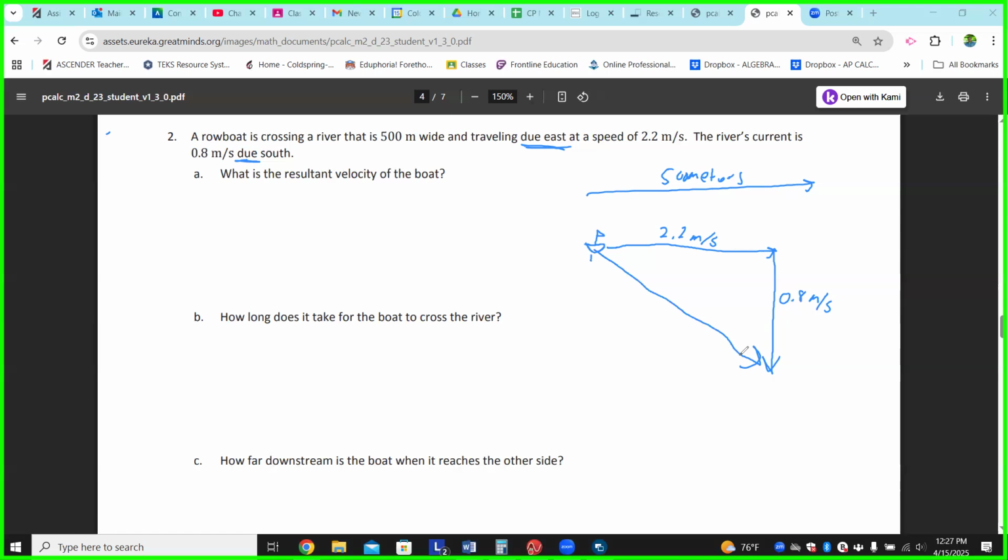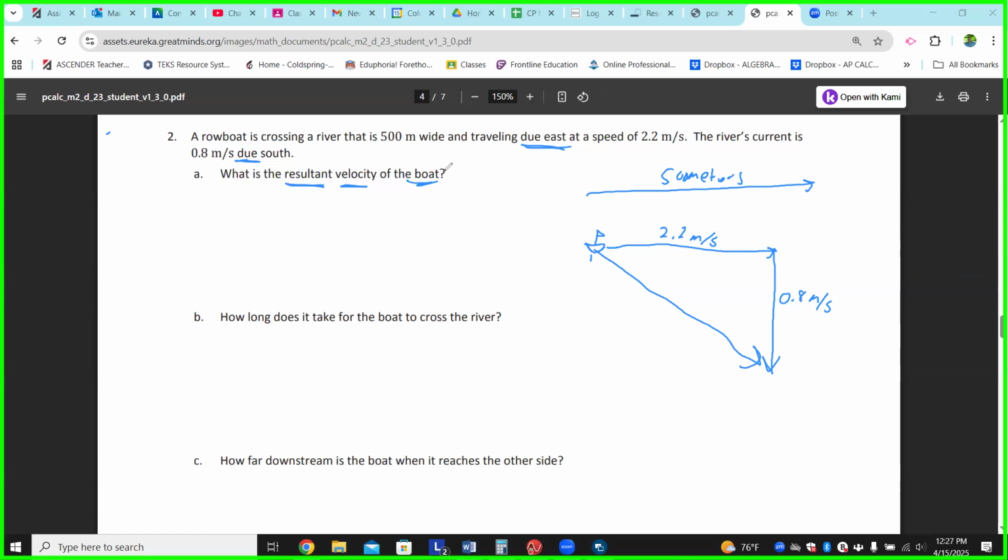We can't assume. So it definitely looks like a 45-degree angle, but we cannot assume. It could be a 44-degree angle, right? Or 46, right? So we're not going to assume anything. We just want to know what is the resultant velocity of this boat.